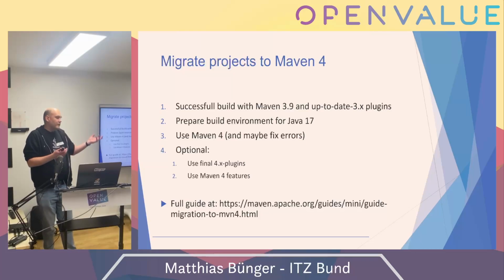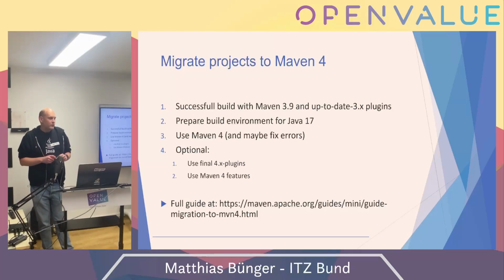I'm writing here maybe fix errors. These are then literally configuration errors you have in your Maven project, which are successfully executed by Maven 3, but might break on 4, like properties which are not available anymore.